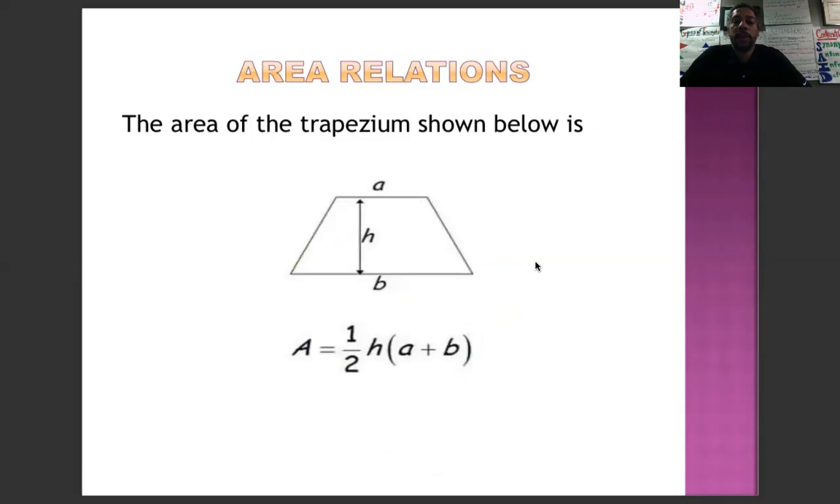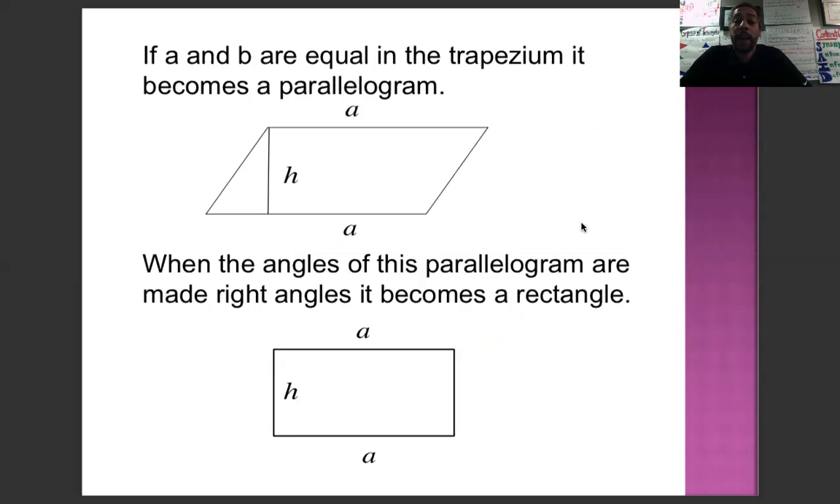The area of a trapezium shown below is area equals 1/2 of the height times the sum of side A and side B. If A and B are equal in the trapezium, it becomes a parallelogram. When the angles of this parallelogram are made right angles, it becomes a rectangle.